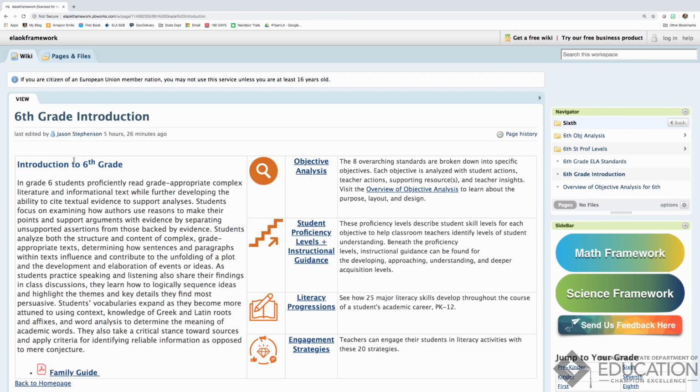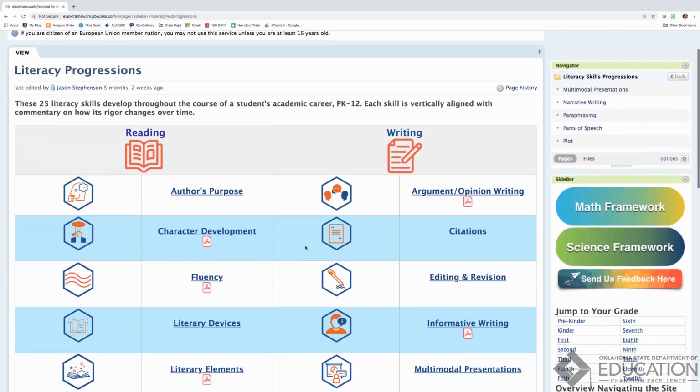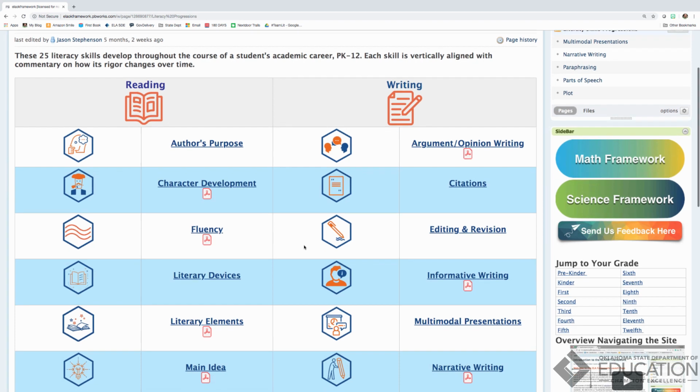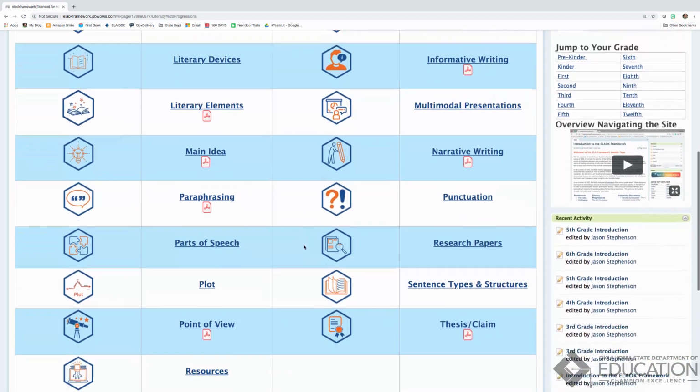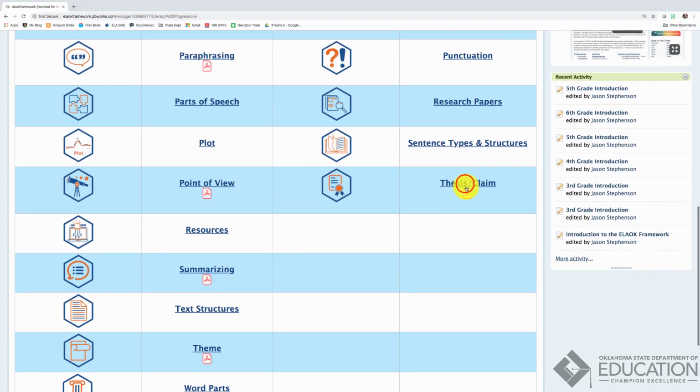Now let's explore the literacy progressions. These 25 literacy skills develop throughout the course of a student's academic career, pre-K through 12th grade. Each skill is vertically aligned with commentary on how its rigor changes over time. Let's look at thesis claim.